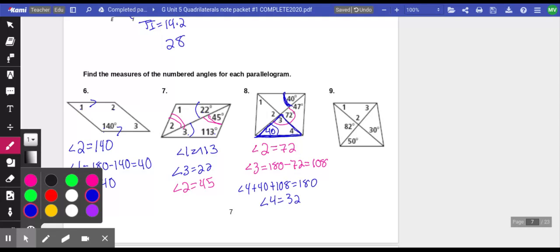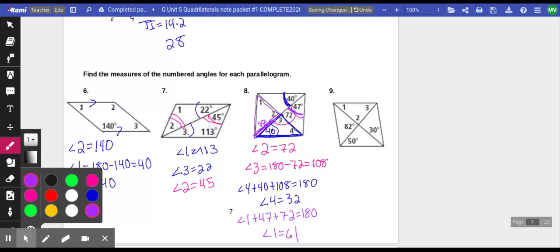And use the same idea to find angle 1. So this angle is 47, which means this angle is 47. So that means this purple triangle also has to add up to be 180. So that's angle 1 plus 47 plus 72 equals 180. So then I can find angle 1, which is 61.